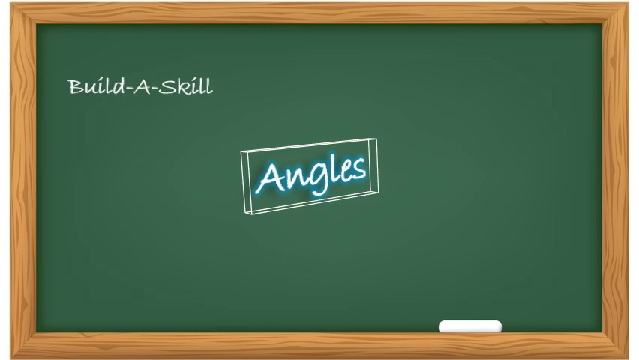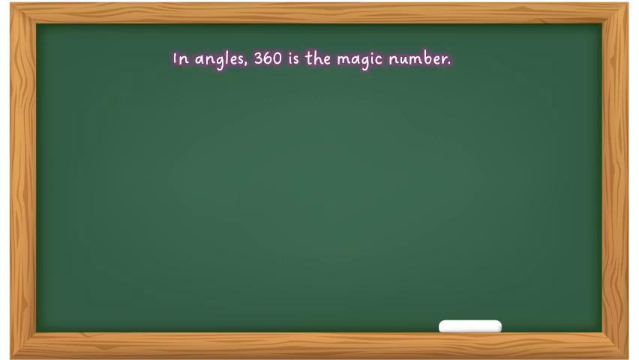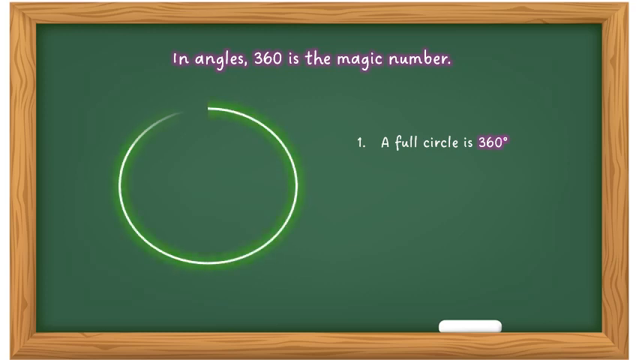Now let's look at angles. All angles must add up to 360 because in angles 360 is the magic number. Now let me just expand on that. A full circle is 360 degrees. You may remember from your perimeter, area and volume, that's the circumference or the perimeter. The distance around there is 360 degrees, which is the magic number.